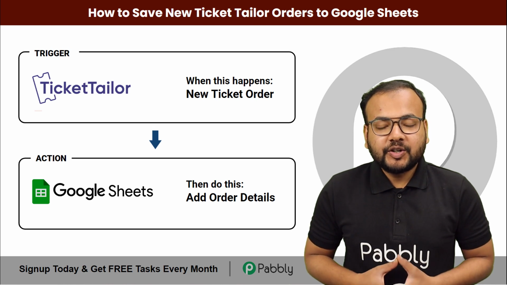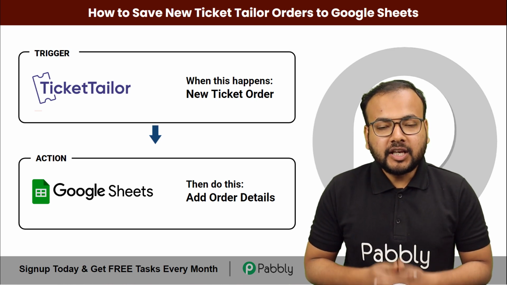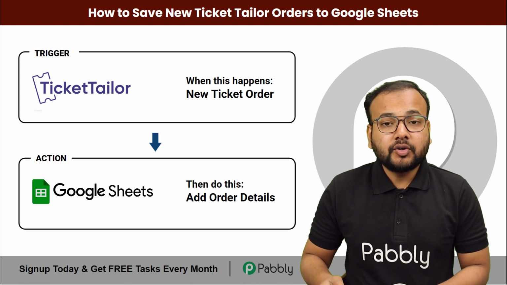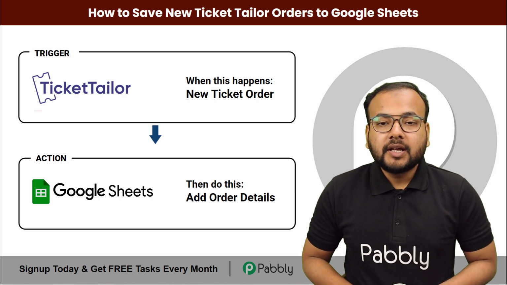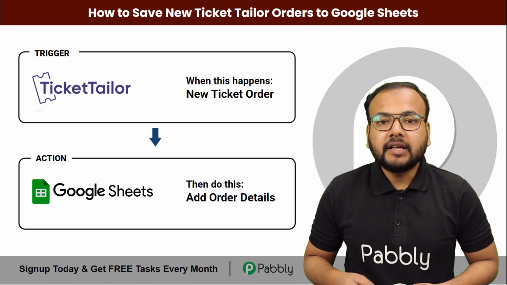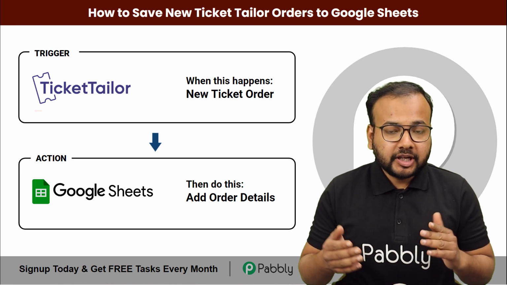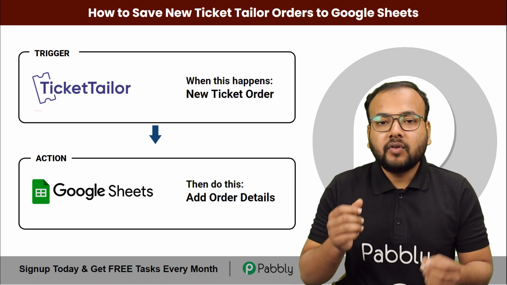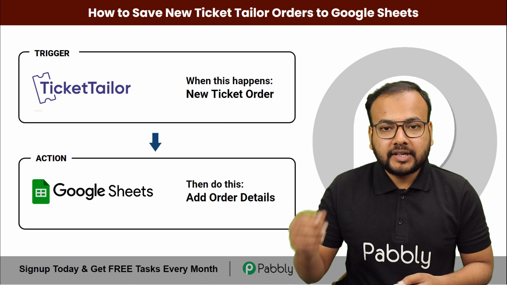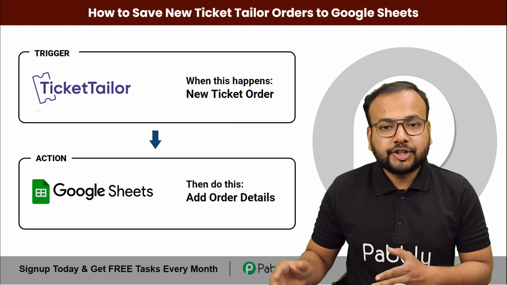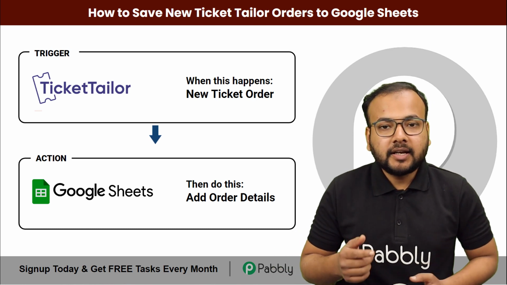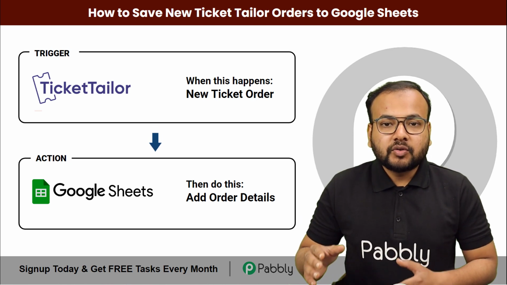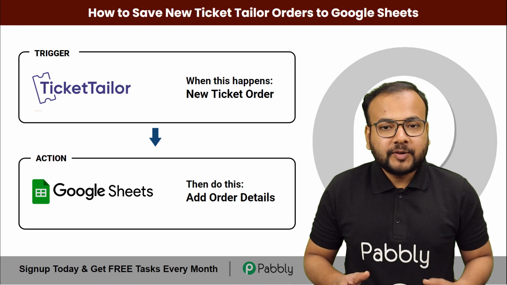Guys, in this video, you will learn how you can save new ticket order details from Ticket Tailor application into your Google Sheets automatically. So guys, if you are organizing any event and you are selling tickets, Ticket Tailor is an application by which you can create and sell tickets. And if you want to save the details of all those sales of tickets automatically in Google Sheet, this automation is for you. And here you do not have to manually enter the sales data into spreadsheet. So we are going to set up this automation without any coding very easily.